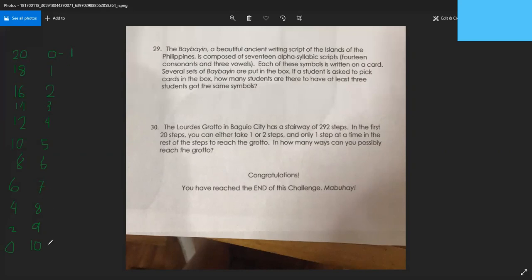The first row and the last row is always equal to 1. Now for 18, the second one, this is how we do it. You add these two: 18 plus 1, that is 19. So this will be 19 factorial over the factorial of 2, 18 factorial times 1 factorial.